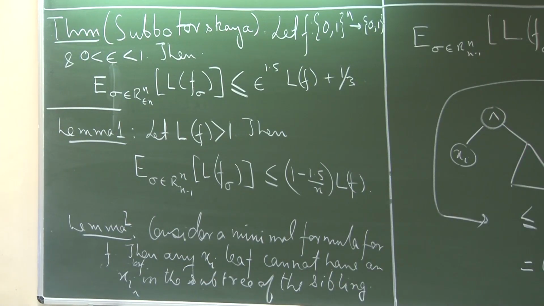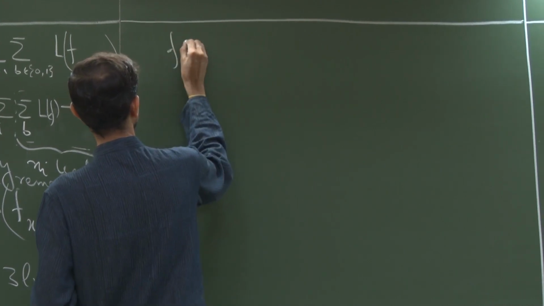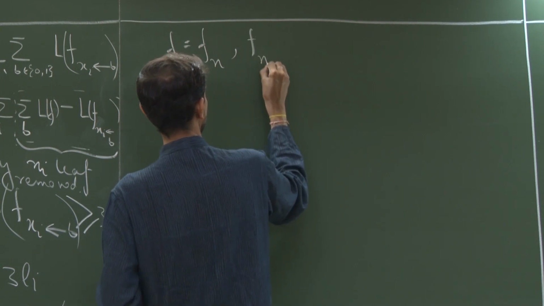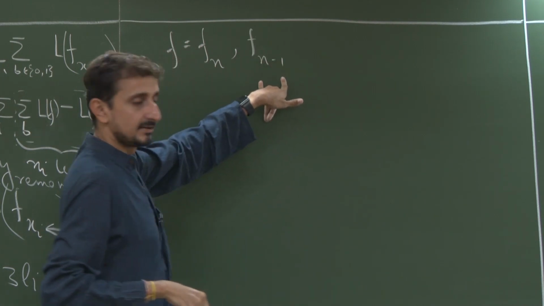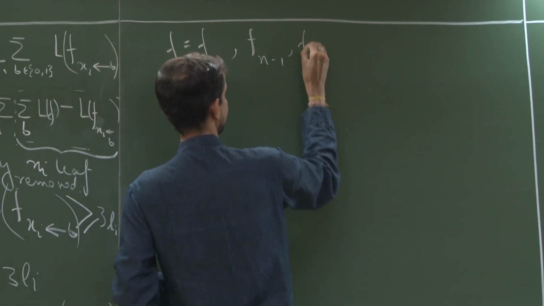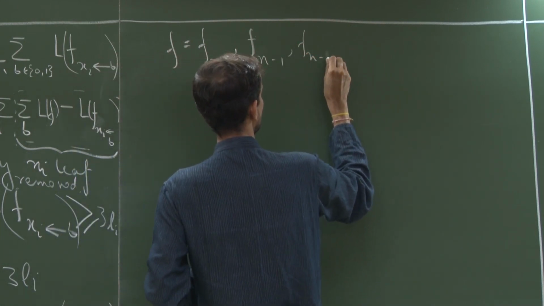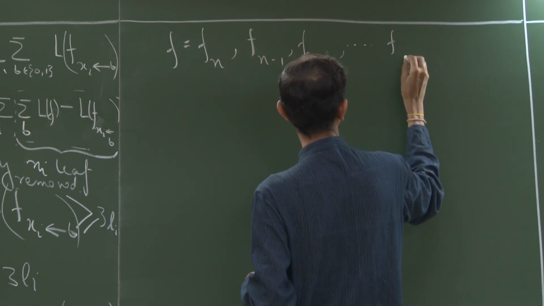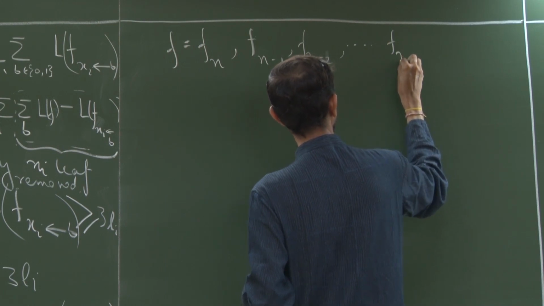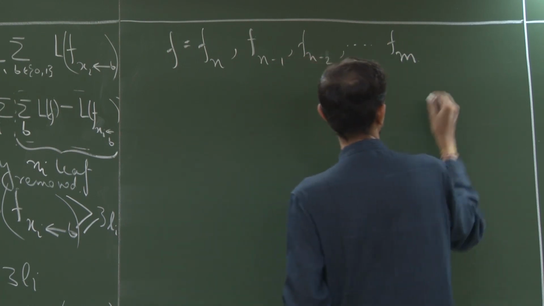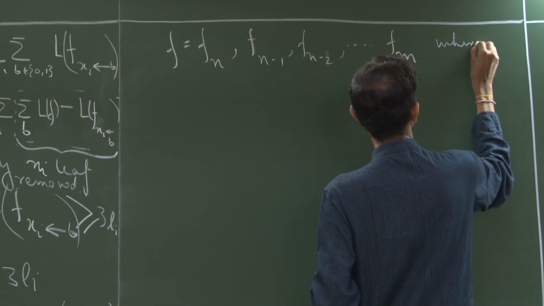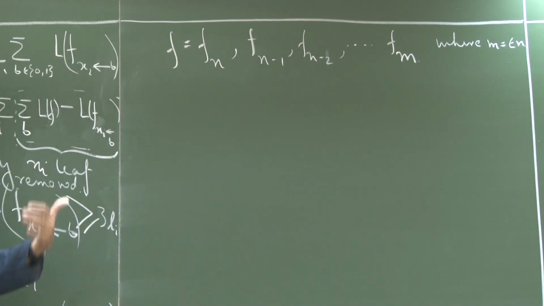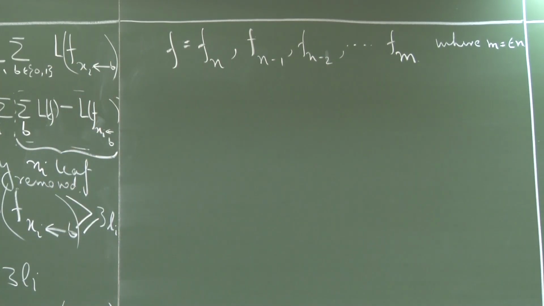So, let us say, suppose I have f, let me call f as f of n, and then I have f of n minus 1 that I get by restricting one variable, then I have f of n minus 2 and so on, I will have f of m, where m equals epsilon n. So, this is my sequence of functions that I get by restricting a variable at each step.